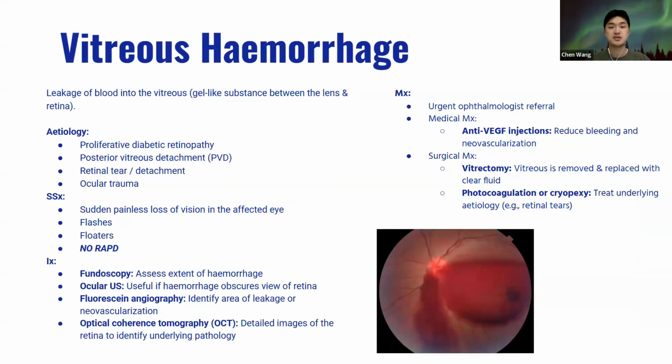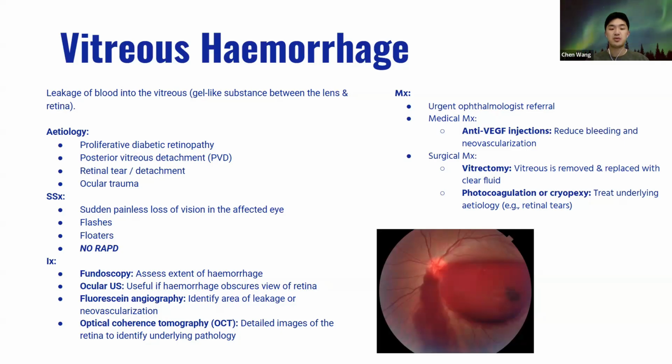Another condition is vitreous hemorrhage. Basically, that's when there's a leakage of blood into the vitreous itself. And the key thing here is to think about the conditions that cause neovascularization, so that building up of the blood vessels, the leaking and the bleeding of those vessels. So the main culprit is usually, again, proliferative diabetic retinopathy. For this condition, there's a sudden painless loss of vision, and you'll see some flashes and floaters as well.